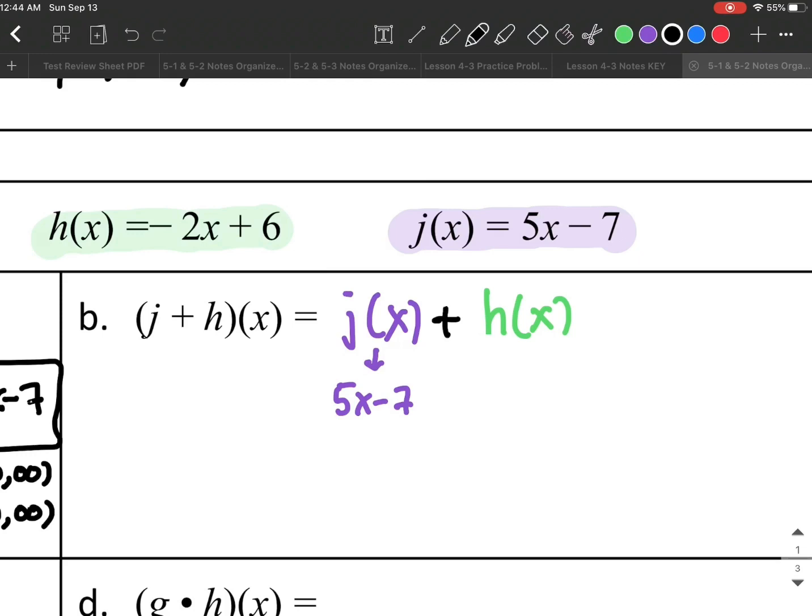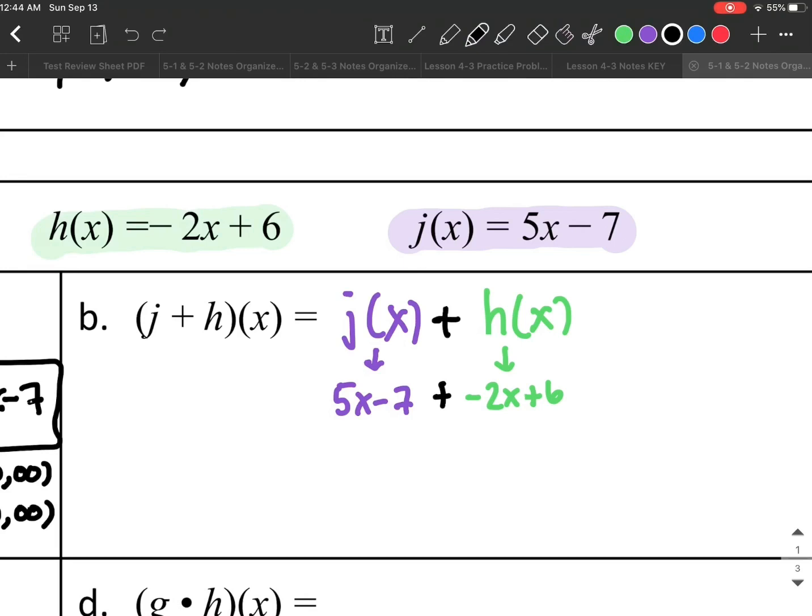And h of x is negative 2x plus 6. And I don't have to put parentheses around negative 2x plus 6 because I don't have a negative to distribute. I have that plus sign, so it doesn't matter if I put parentheses. If you want to, you can.